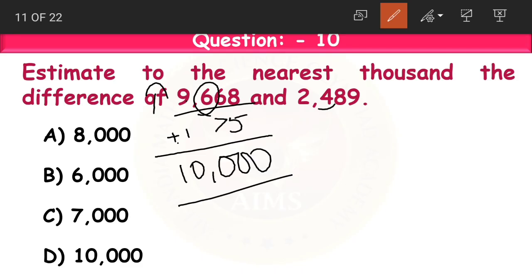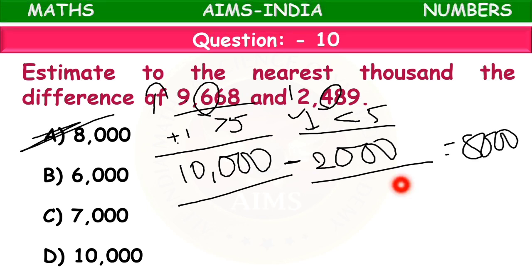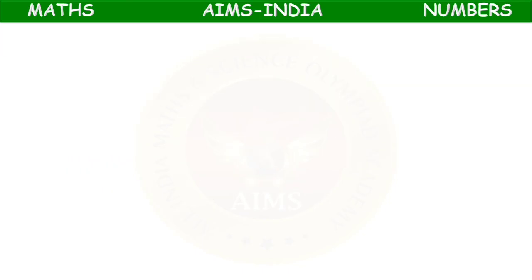10,000. Now here 4 is in the hundreds place. It is less than 5, so we round it down. 2 will remain the same and then 3 zeros. So 10,000 minus 2,000 becomes what? Becomes 8,000, which is option A. So option A, 8,000 is the correct answer. It is the estimated difference.